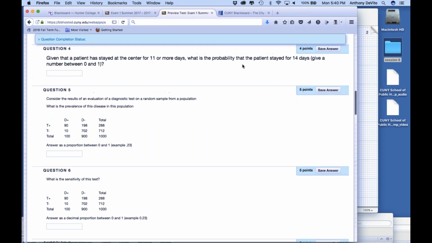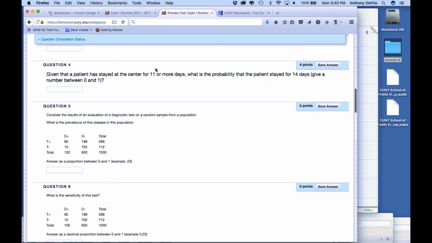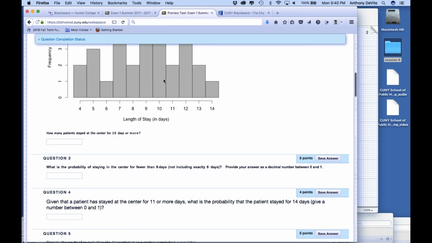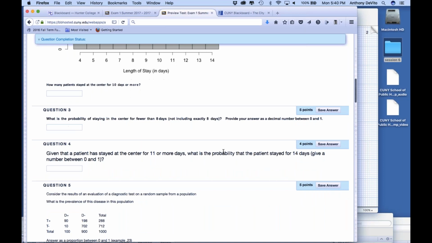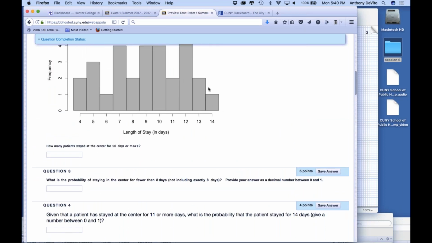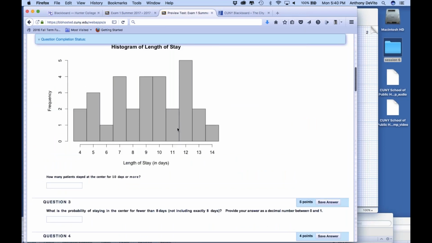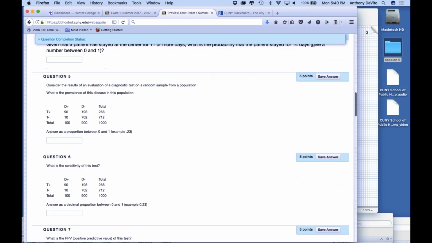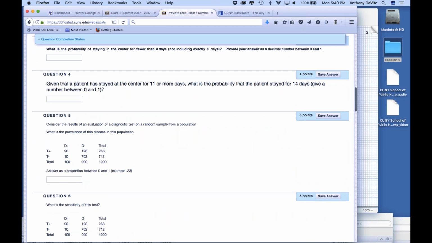Okay, given a patient stayed for, now this, the only twist here was we gave it a conditional element. Given that a patient stayed at the center for 11 days or more, given that we're only dealing with patients that stayed 11 days or more, what's the probability that patient stayed for 14 days? Well, only one patient stayed for 14 days. Out of the 2, 7, 9, 10, one out of the 10 that satisfied that first condition actually stayed for 14 days. So it's 1/10.